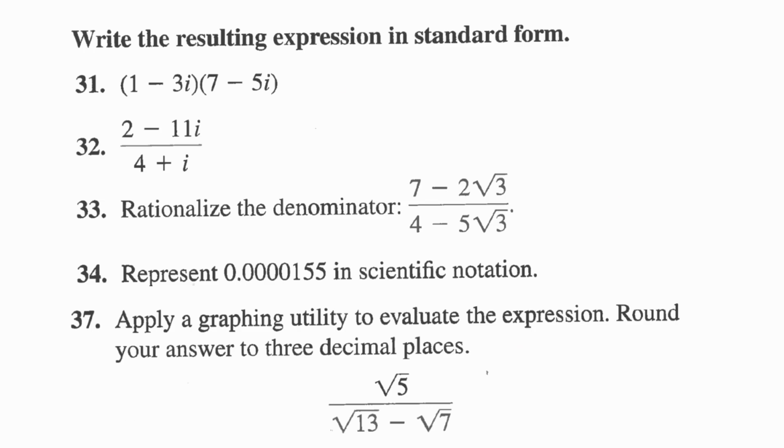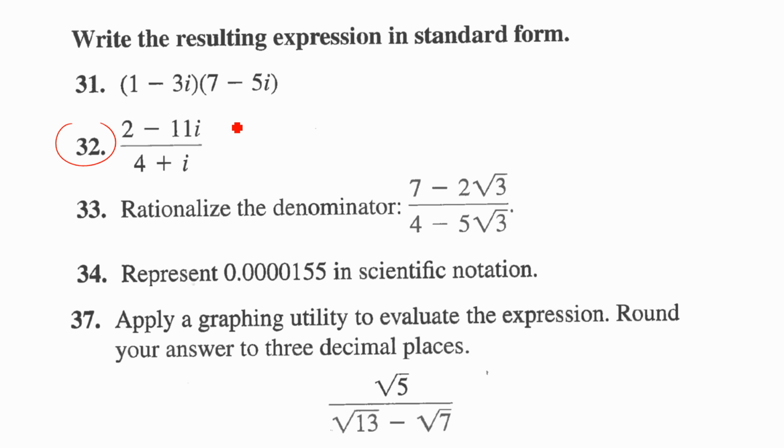Number 31, let's FOIL. We're going to get a 7 outside, minus 5i. Inside, minus 21i. Last, 15i squared. And so we end up with 7 minus 26i minus 15. Remember, i squared is a negative 1. Final answer, 7 minus 15, negative 8 minus 26i.